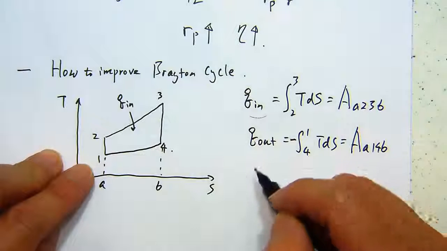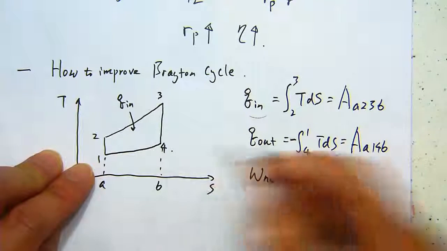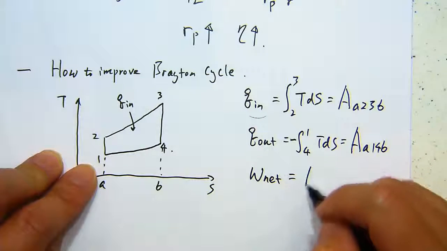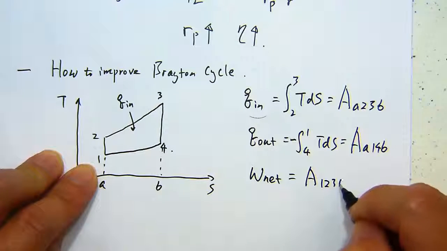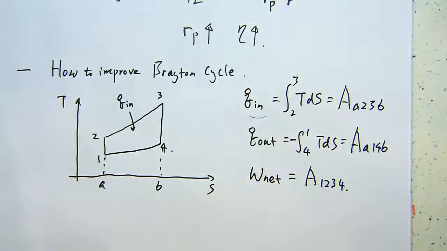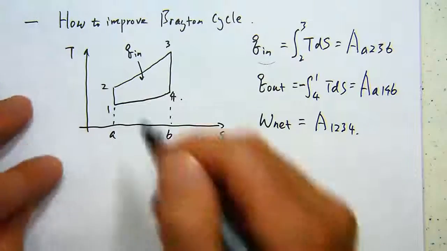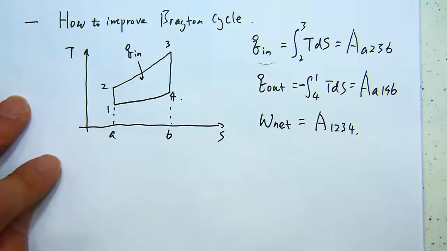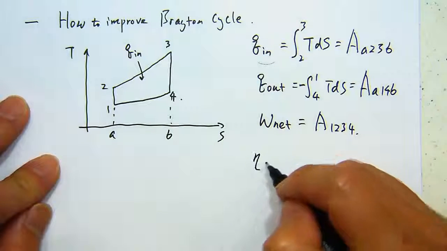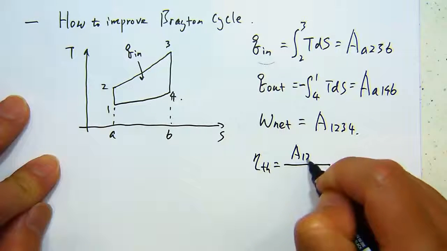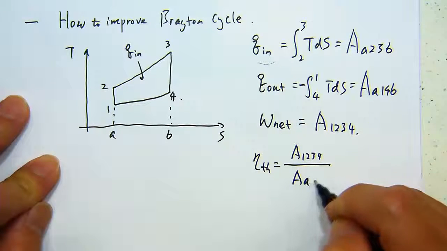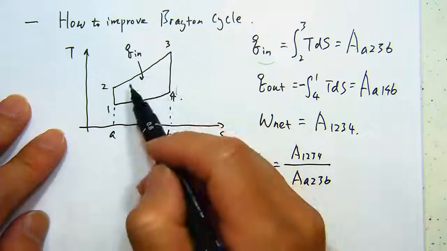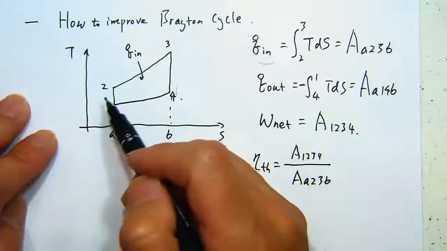So the area, the net work, which is the difference between the turbine and the compressor, equals the area of 1, 2, 3, 4. All right. So this is the area we are interested in. As I said, the efficiency basically is the area of 1, 2, 3, 4 versus the area of A, 2, 3, B. So this area versus the total area underneath this curve, right?